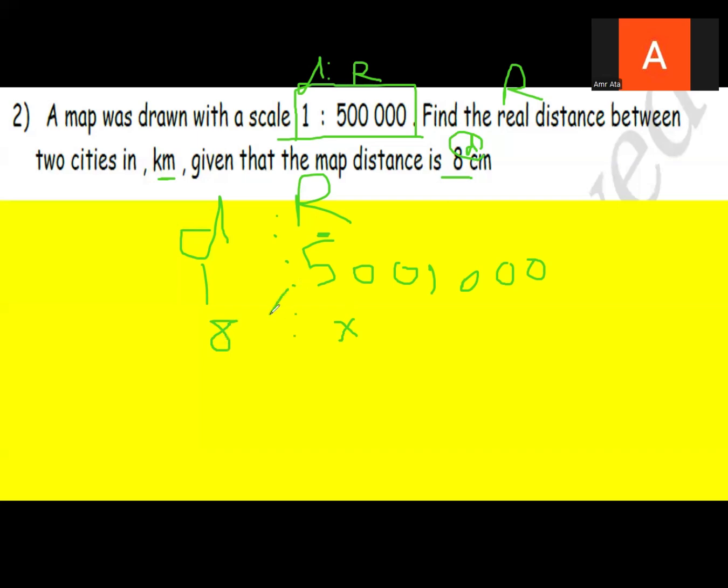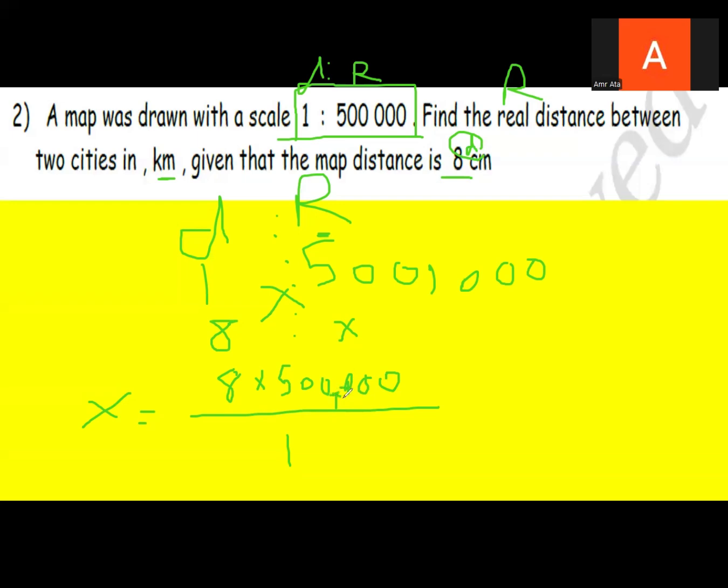Okay, I will make a cross multiplication. X equals a fraction. The number which is opposite to X is 1, and the other number in the numerator. 8 times 500,000. 1, 2, 3, 4, 5.